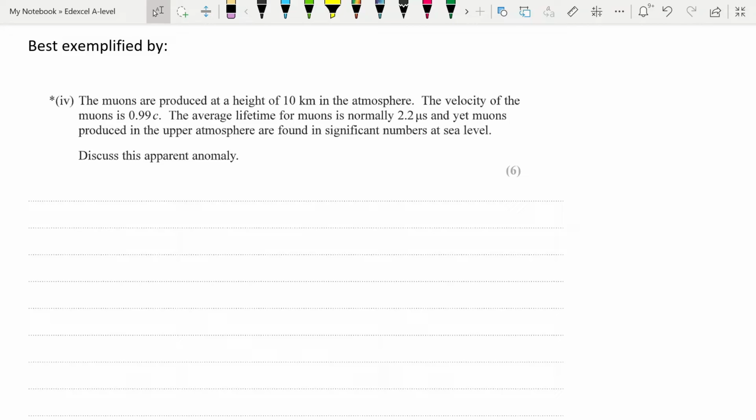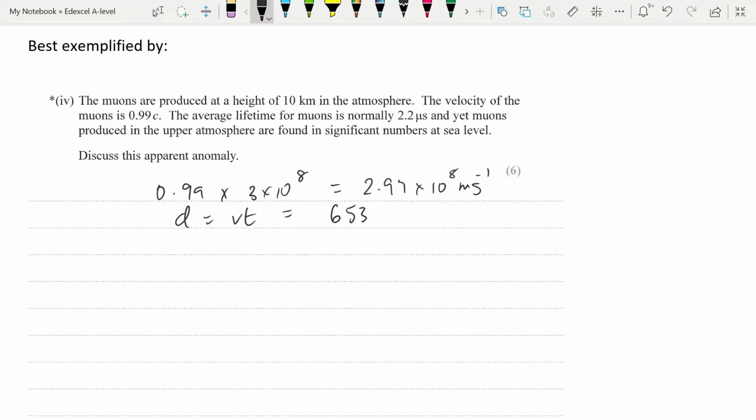So if you think about this, okay, 99% the speed of light is 0.99 times 3 times 10 to the 8, which is 2.97 times 10 to the 8 meters per second. That is the speed that our muons are traveling at. If they have a lifetime of 2.2 microseconds, then we can say, okay, same as we did above, distance is equal to speed times time. We should get a distance of 653.4 meters. Now that is how far those muons should travel before they decay.